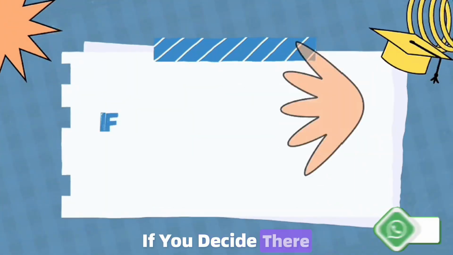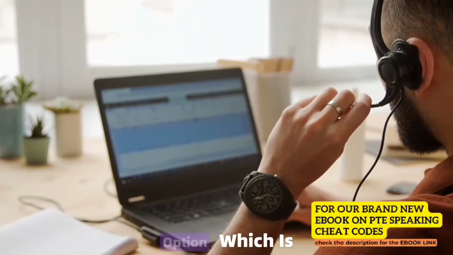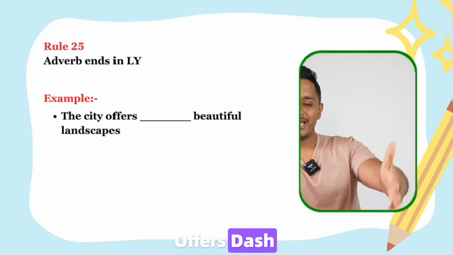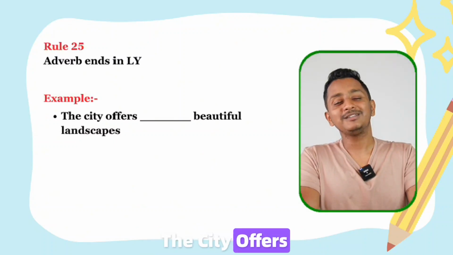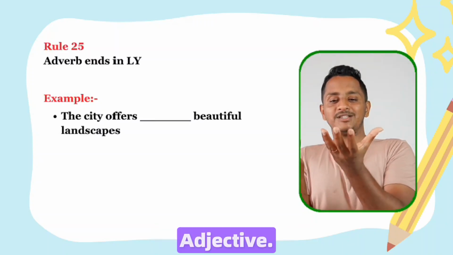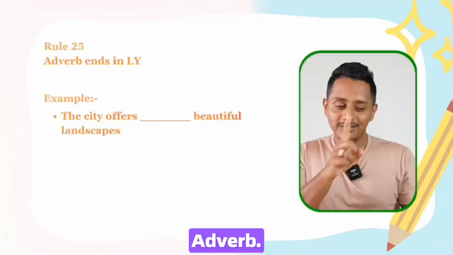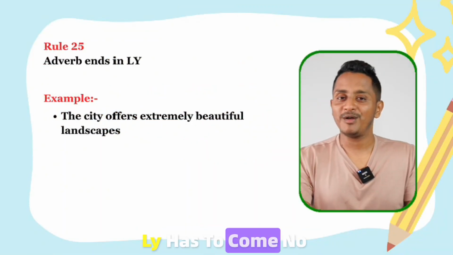If you decide there is a blank and this blank should be an adverb, you go to that option which is ending in ly. The city offers dash beautiful landscapes. If this is the question, the city offers beautiful landscape. Landscape is a noun, beautiful is an adjective. Something that is an addition to an adjective is adverb. The city offers extremely, you cannot say extreme. Ly has to come no matter what.